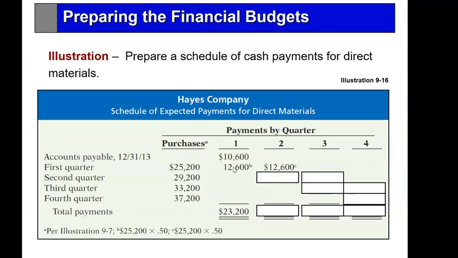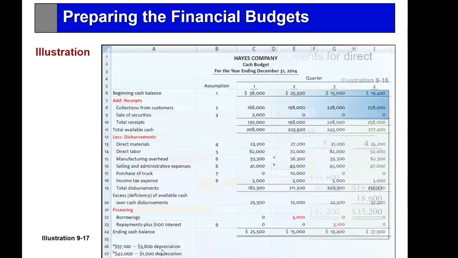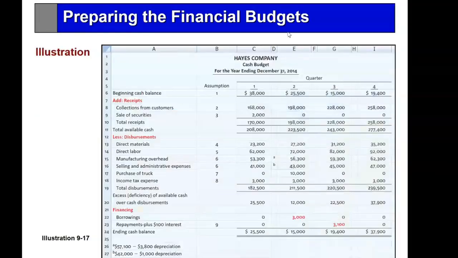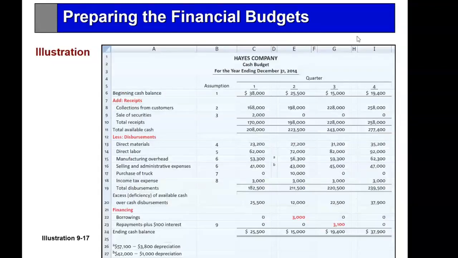Quarter 2, I get 50% of quarter 1 and 50% of quarter 2. Quarter 3, 50% of quarter 2, 50% of quarter 3, and quarter 4, and so on. So I have my cash going out. Keep in mind, I'm also going to be purchasing a truck. So here we go. Cash budget for the year. Quarter 1, and you just do quarter 1 all the way down, until you get to the end of quarter 1.